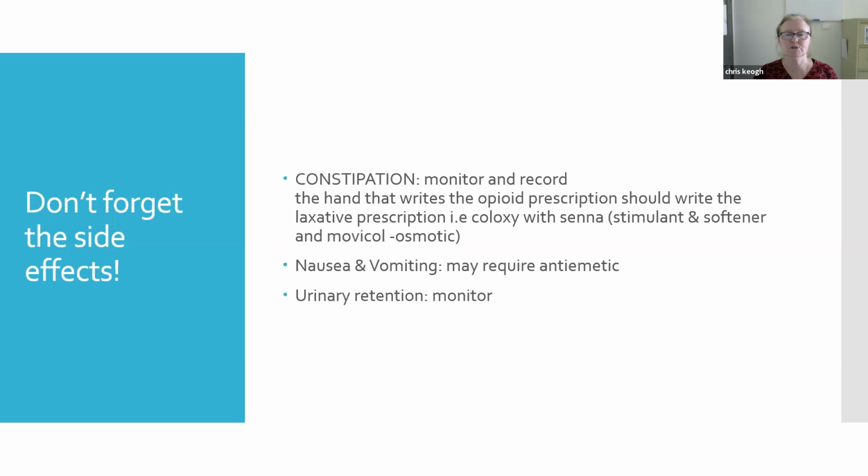So constipation, we should always be monitoring and recording. The hand that writes the opioid prescription should write the laxative prescription. So Coloxyl with Senna, which is a stimulant and a softener, or you can try Movicol, which is an osmotic laxative, so it pulls water into the bowel. Nausea and vomiting, as I mentioned, may require an antiemetic. And another side effect of opioids is urinary retention, so we just need to monitor that, keep an eye on that.